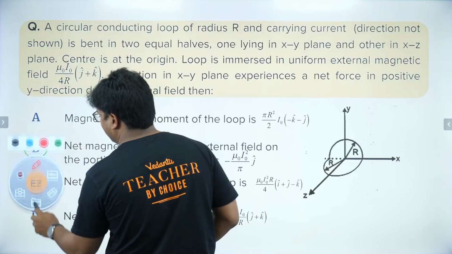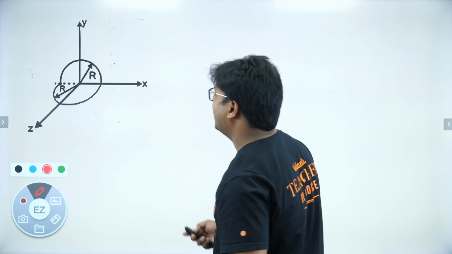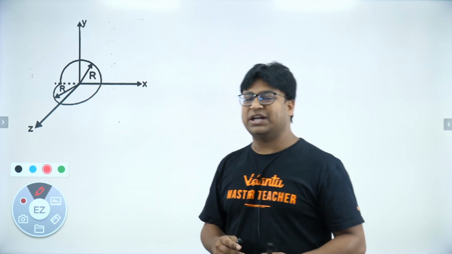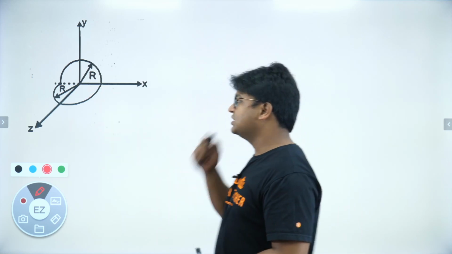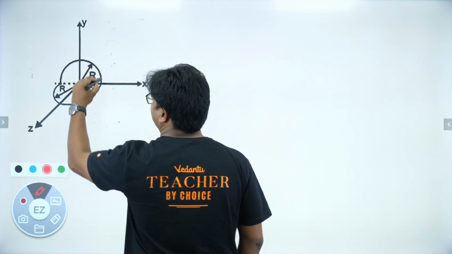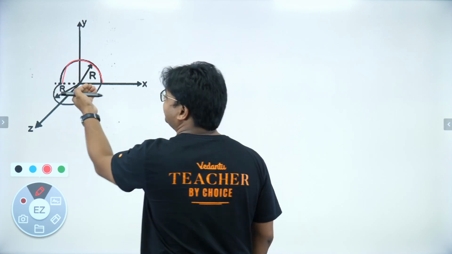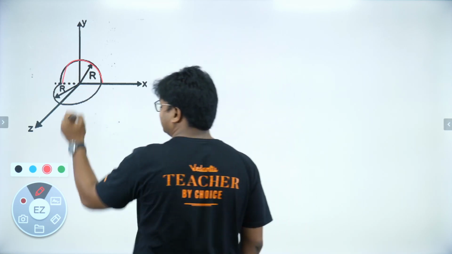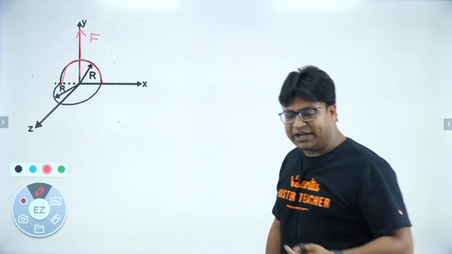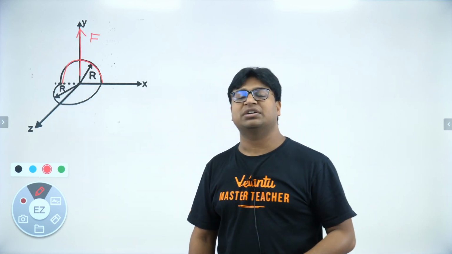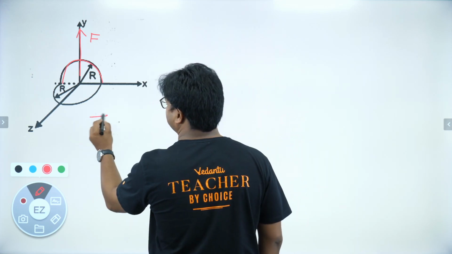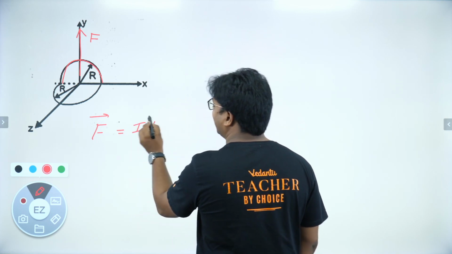So first of all, I'm wondering about the direction of current in this loop. To address that, what I need to focus on is that I've been told that the force acting on this part of the loop is towards positive y. So this part is experiencing a force in the upward direction. Now how do we find the force on current carrying conductors kept in a magnetic field? Well, we use this expression: I L cross B.